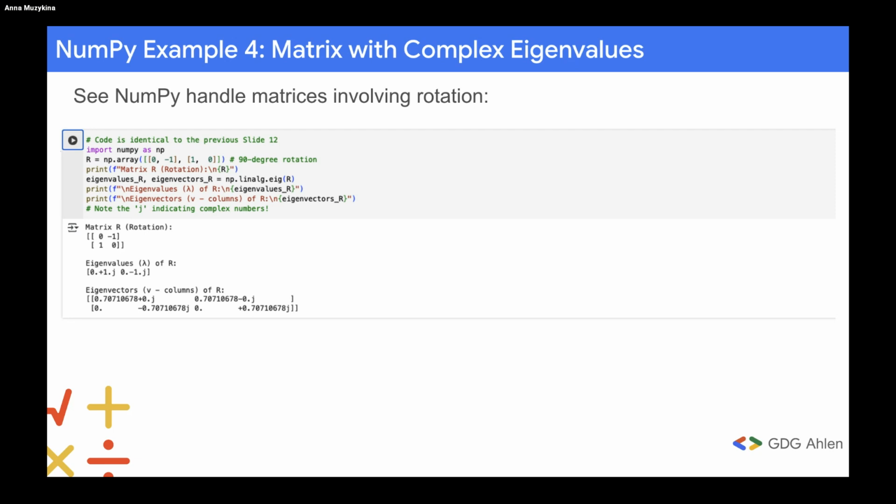Why? Because a pure 90-degree rotation doesn't leave any non-zero vector pointing in its original direction or the exact opposite. There are no real eigenvectors. However, the concept extends to complex numbers, and NumPy correctly finds the complex eigenvalues and eigenvectors that satisfy A times v equals lambda times v in the complex space. This is common for matrices representing rotation.